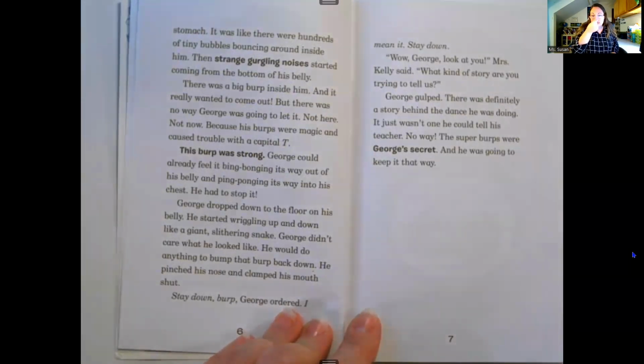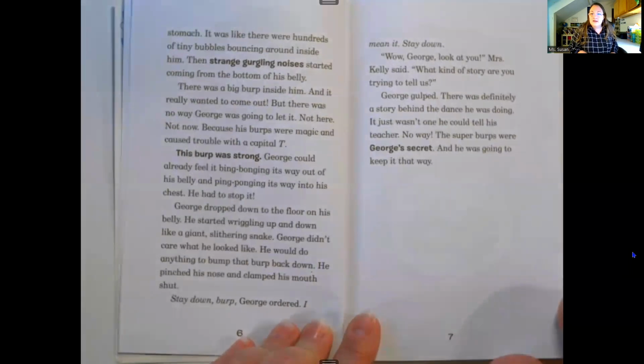He pinched his nose and clamped his mouth shut. Stay down, Burp, George ordered. I mean it. Stay down. What, George? Look at you, Mrs. Kelly said. What kind of story are you trying to tell us? George gulped. There was definitely a story behind the dance he was doing. It just wasn't one he could tell his teacher. No way. The super burps were George's secret, and he was going to keep it that way.